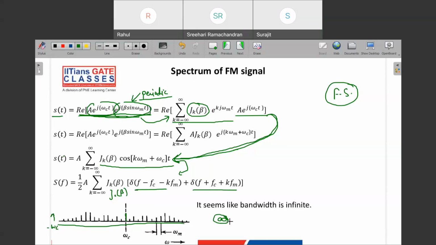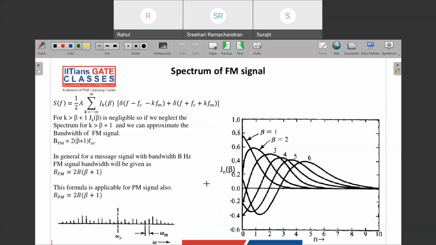Okay, so we'll see how to check whether the story lies in the Jk(beta). If Jk(beta) has a high magnitude, it means that the impulse will also have high magnitude. And if Jk(beta) has a lower value, then the impulse will have a lower magnitude. Okay? So when you plot Jk(beta) or Jn(beta) with respect to the different values of n, this is how it is going to look.